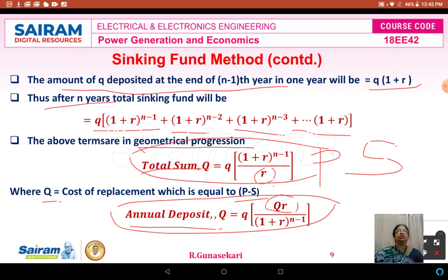Okay, dear students, I hope in this lecture video you understood what are the methods. There are 3 methods. What are the 3 methods? Straight line method, diminishing method or declining method, and the third one is the sinking fund method. These 3 methods are used to determine the depreciation charges, that is the annual depreciation charges only.